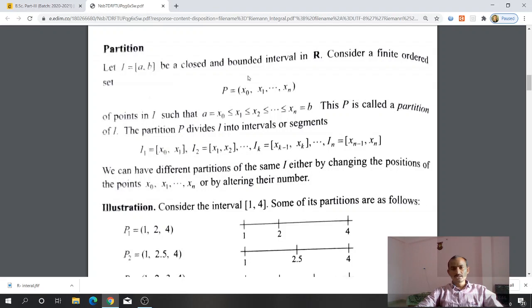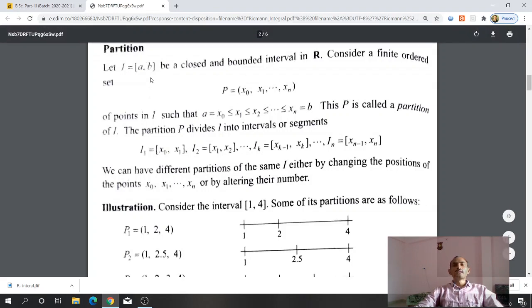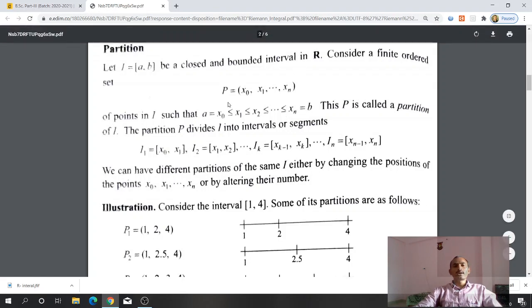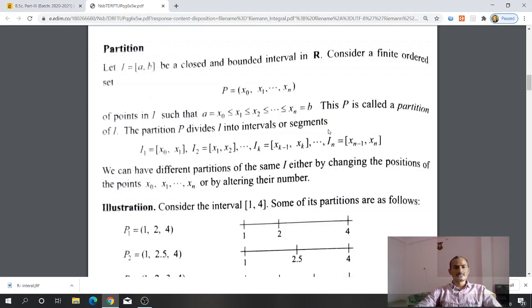What is the partition of this interval I? Let's consider any finite ordered set for this interval I containing points of I, and those elements must have an order between them. Like this, then and only then P is called a partition of interval I. The partition P divides this interval I into subintervals or segments.